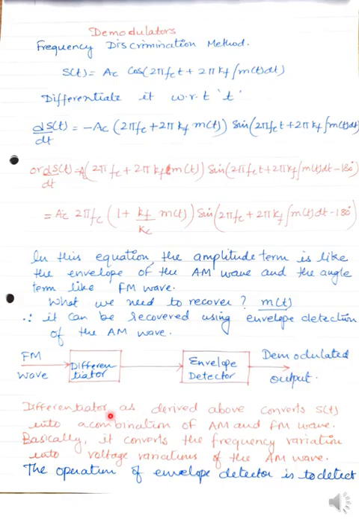So the differentiator, as derived above, converts s(t) into a combination of AM and FM wave. Basically it converts the frequency variations into voltage variations of the AM wave. The operation of the envelope detector is to detect the signal, the demodulated output of the AM wave, which is m(t).